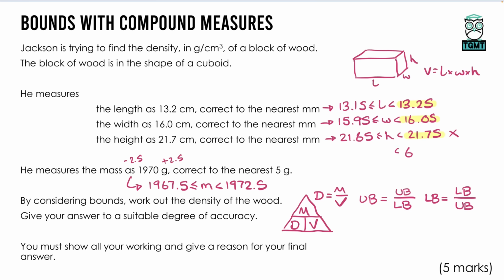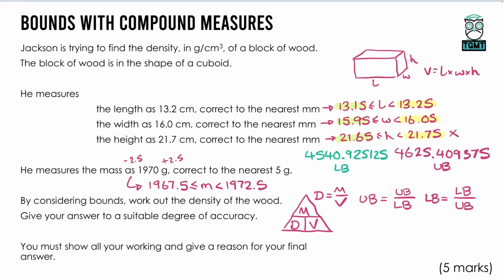I get 4,625.409375. For the lower bound, again, we're going to get a large number, but I need to multiply these three together. And for the lower bound, we have 13.15 times 15.95 times 21.65. That gives us as a lower bound for the volume 4,540.925125. And there we go, that's my lower bound. And on the right here, we have our upper bound.